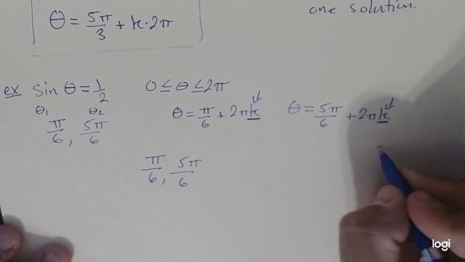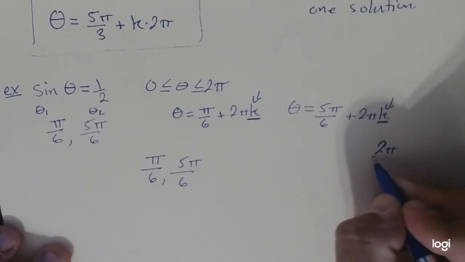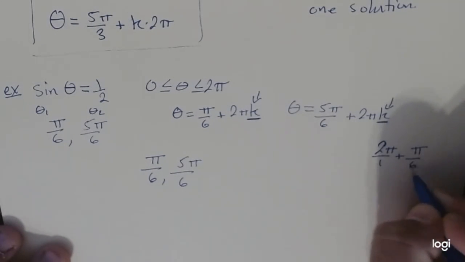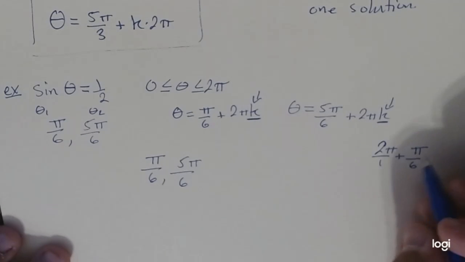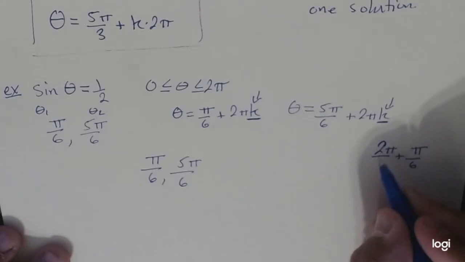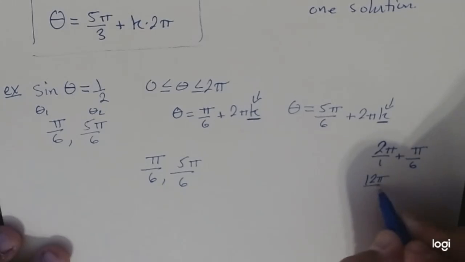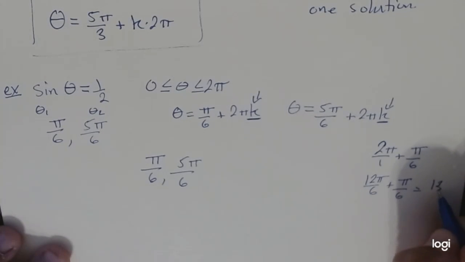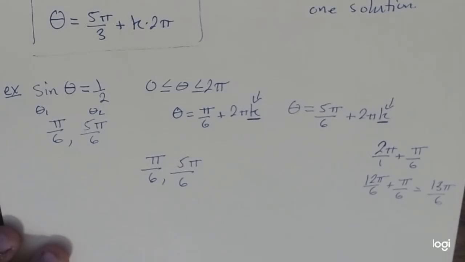So a little note over here. 2 pi over 1 plus pi over 6 means we need common denominators. So multiply both by 6. That gives you 12 pi over 6 plus pi over 6. And that's 13 pi over 6, right?